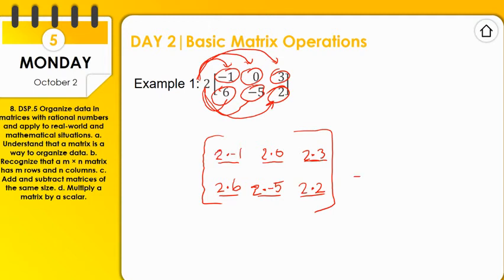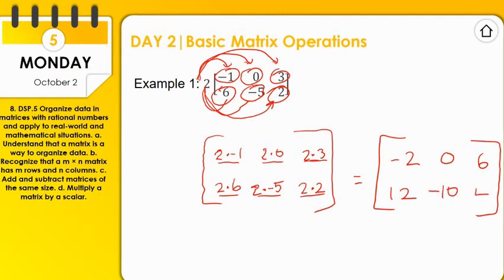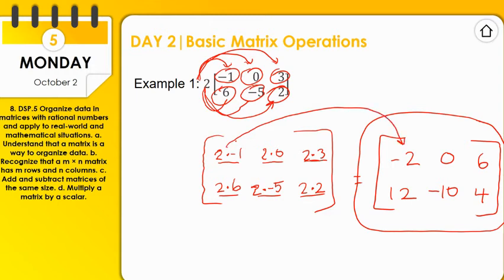2 times negative 1 is negative 2. 2 times 0 is 0. 2 times 3 is 6. 2 times 6 is 12. 2 times negative 5 is negative 10. 2 times 2 is 4. And again, the position that they are in stays the same.